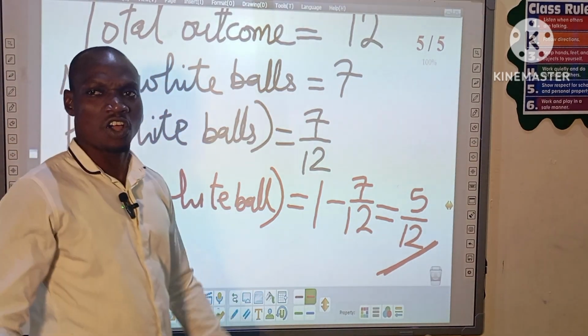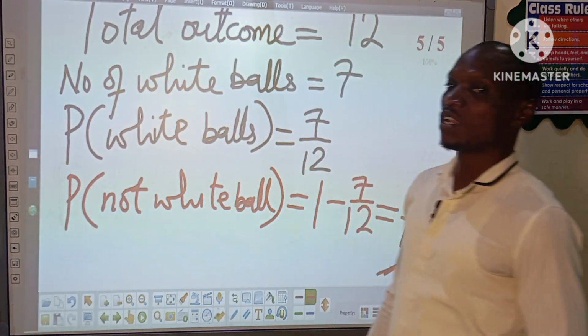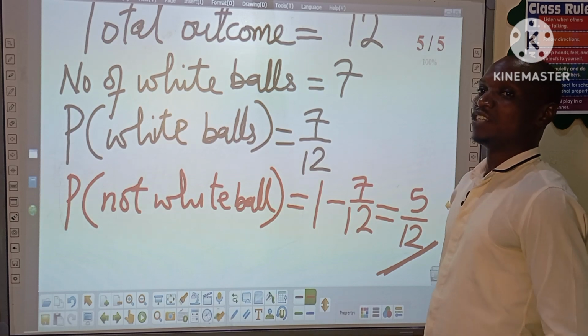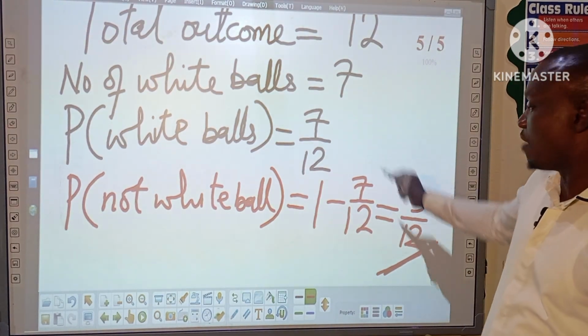It is, the other way around, simply the probability of picking the other balls. The probability of not picking a white ball is the probability of picking the other balls. That's the probability of picking any of the other balls, which is 2 plus 3, 5 over 12.